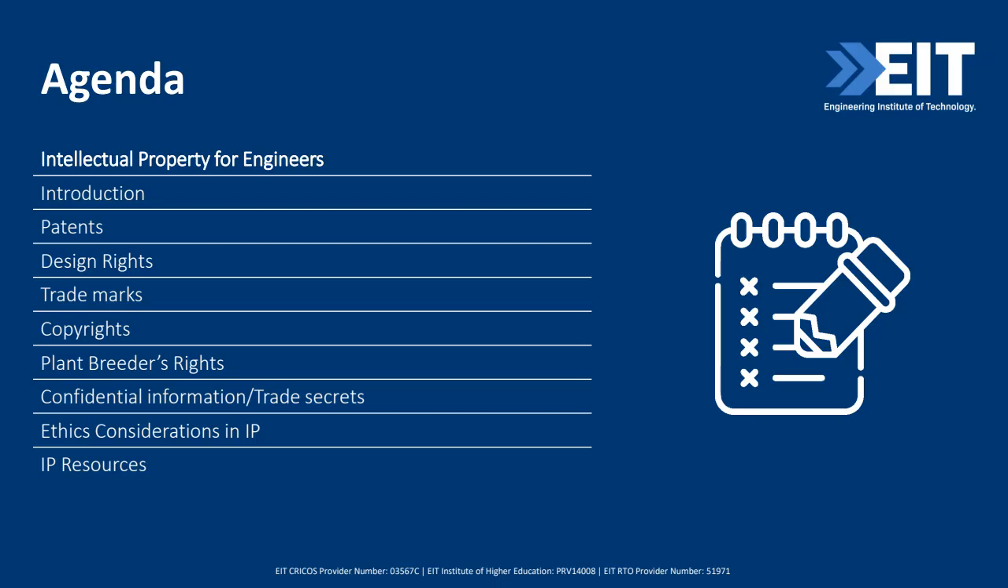So let's move on without any further ado. This is what we are going to do today. We'll start with a basic introduction and we'll set up the stage for learning more about intellectual properties. We will cover a few intellectual property types and then we will also touch base a bit on ethics considerations in intellectual property. And in the last slide, I will share some intellectual property resources.